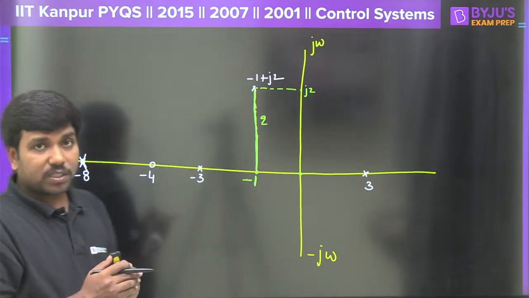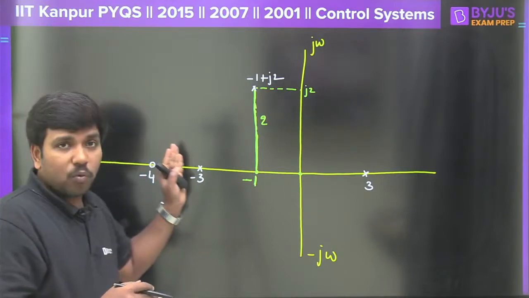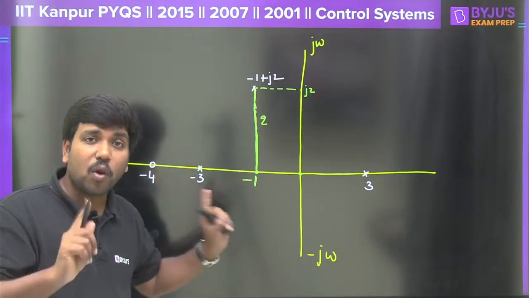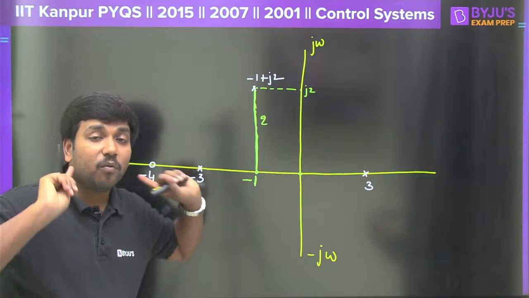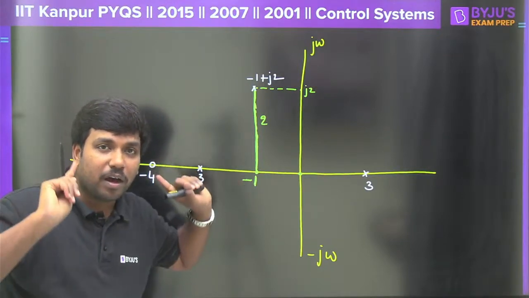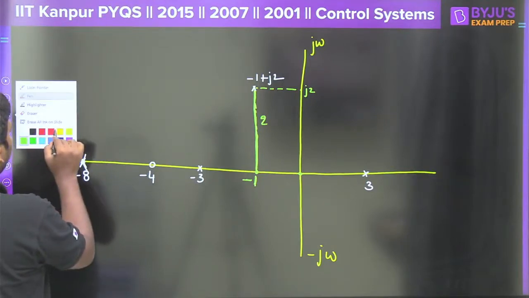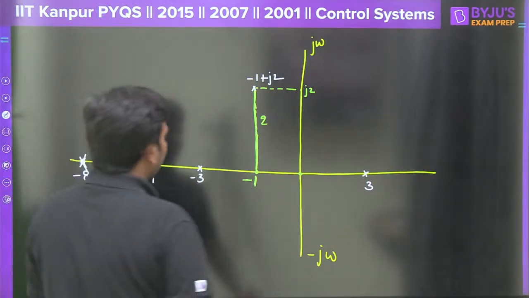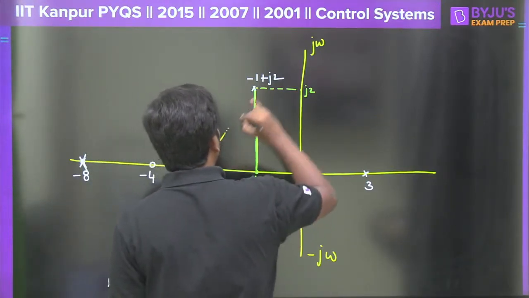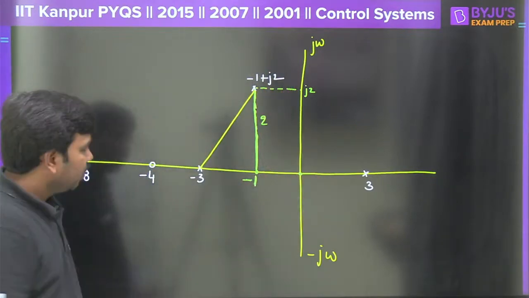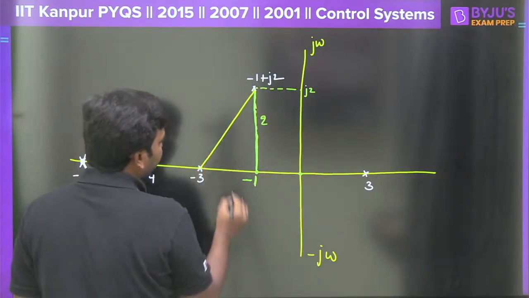Now relax and think. What would be the first thing you need to do here? You need to find out the length from pole and zeros. I repeat, find out the distance from each pole and each zero. Means you need to find out the length from each pole and each zero. So this is probably the first pole. Let us take this is the pole here, right? So what is the distance here? Can you find out what is the distance here?